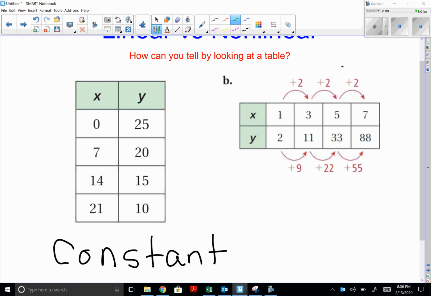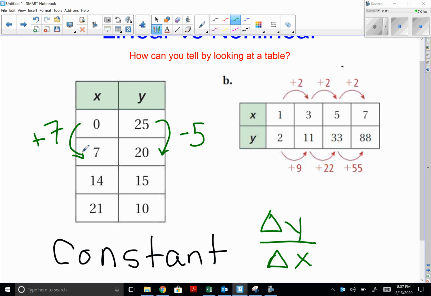I know that to find the rate of change with a table, the numerator is going to be the change in the y values. The denominator is going to be the change in the x values, or the rise over the run. So looking at the table on the left, I can see that between my first 2 points, which are 0.25 and 7.20, the vertical change is -5 and the horizontal change is +7. So that means between those 2 points, that graph or that function has a slope of -5/7.